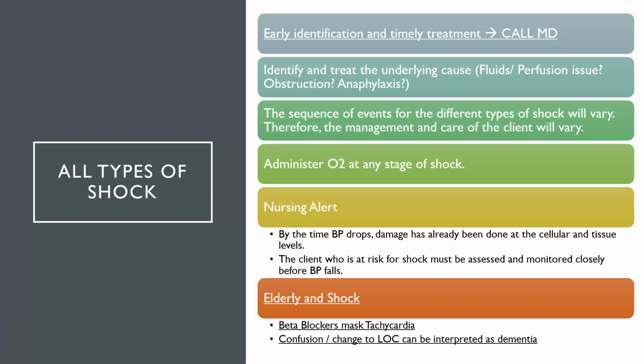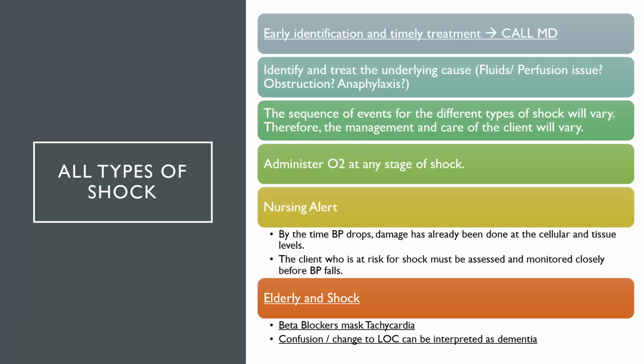So, all types of shock, some things that are important to remember. Early identification and timely treatment is important. We want to keep our patients' organs perfused and alive. So we need to treat early. Identify and treat the underlying cause. Is it because they're hypovolemic? Is it because they have myocardial infarction? Is it because they ate shellfish and they're allergic to shellfish? Is it because they have a cardiac tamponade? We have to figure out what caused it and how we're going to fix it.